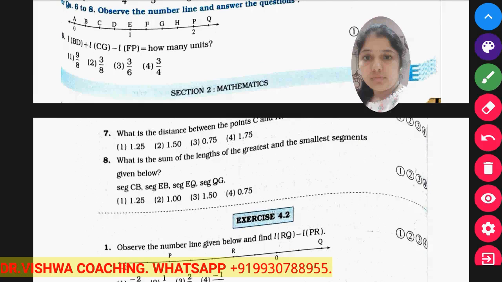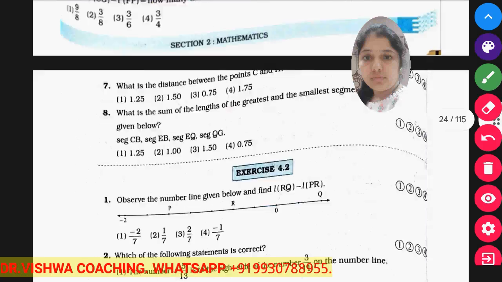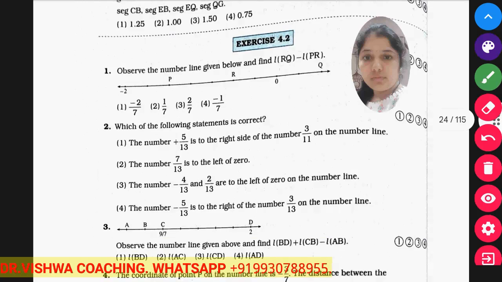Okay. Now the next one you solve: the sum of the length segment of greatest and smallest. You can see the line segments CB, EB, EQ, GC, GQ. Which one is smallest? You first find out. Which one is greatest? You find out and find the difference between them. The length will be in fraction form, means something in the numerator and the denominator is 4.